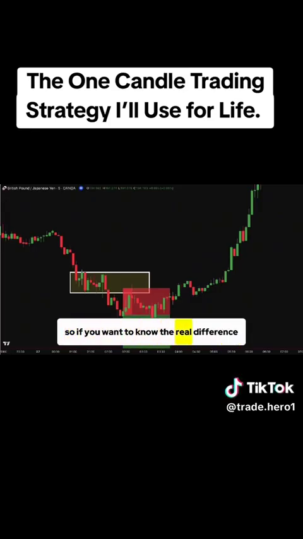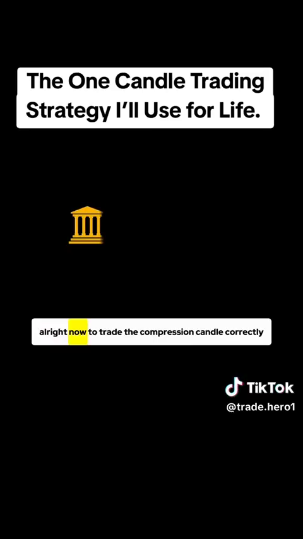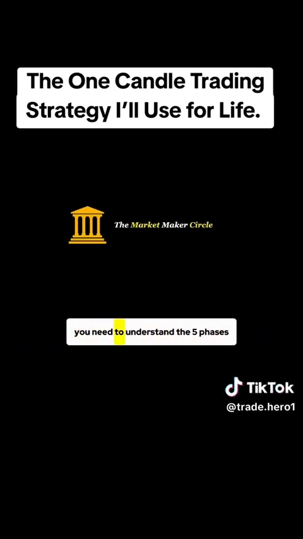So if you want to know the real difference between a standard inside bar and a true compression candle used by smart money, stay with me. Because in the next section, I'll show you how to identify a real compression candle, how to confirm it with liquidity and displacement, and how to trade it like a market maker, not like a retail trader walking into a trap.